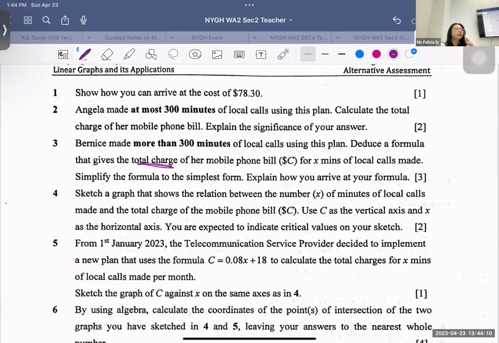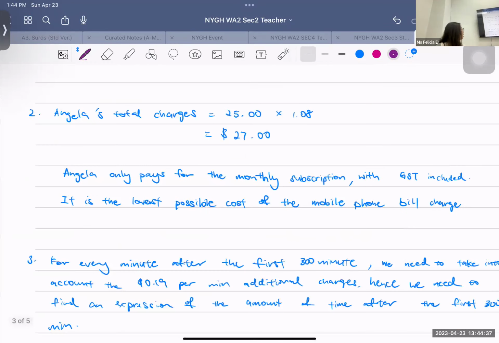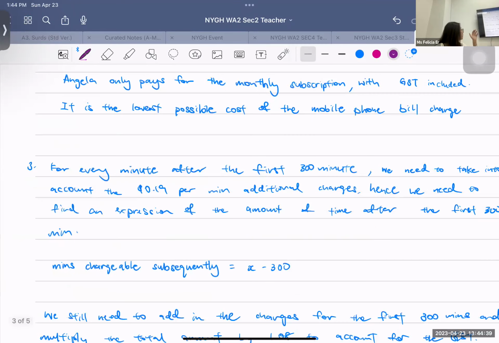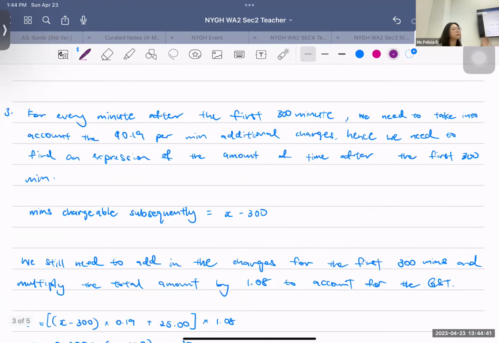You need to tell yourself, I don't know how many minutes Bernice actually made, but all I know is it can be represented by X. And after it's represented by X, how much of these minutes, after deducting the 300 minutes, is chargeable per minute? So that is your thought process. So you should be getting this expression, X minus 300.